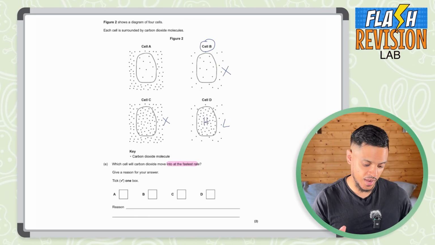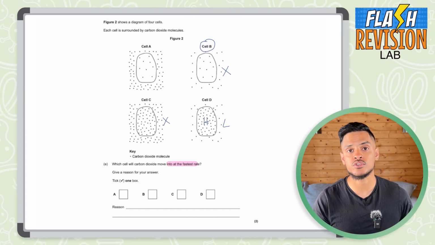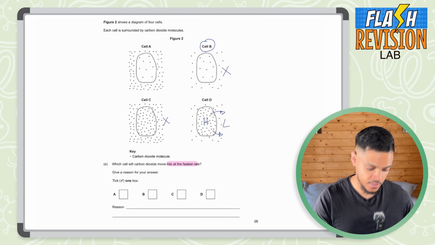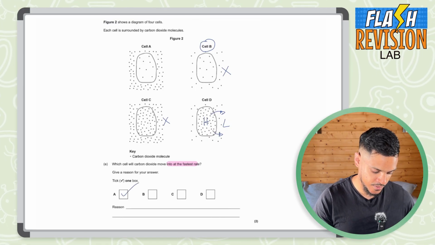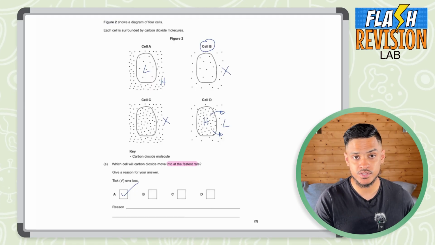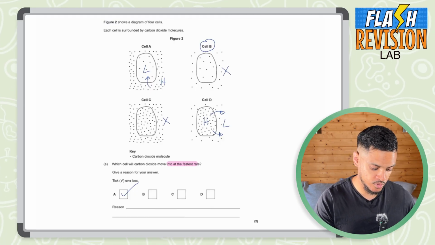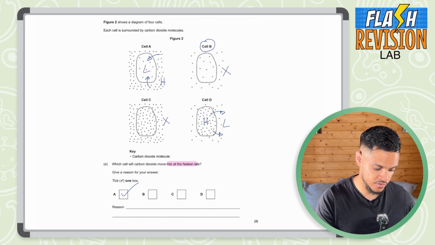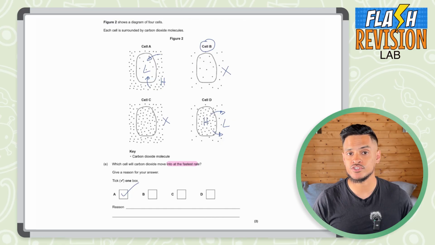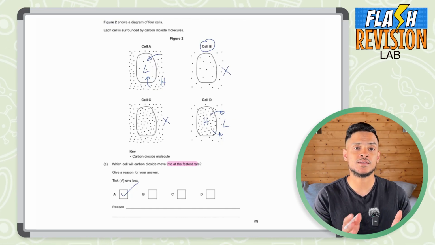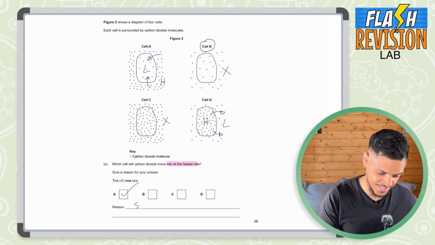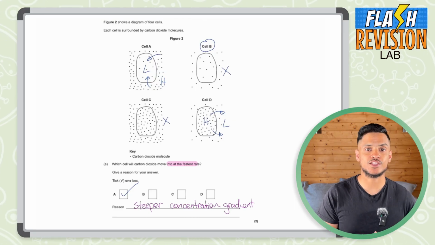For D, you have a high concentration in the inside and you have a low concentration on the outside. So what's going to happen is diffusion is actually going to go out of the cell here. So the answer here must be A, because there's a low concentration inside and a high concentration outside. So the particles are going to move inwards from the high to low concentration. And then your reason for this, for your second mark, you can either say it has a steeper concentration gradient, or you can say it has a bigger difference in concentration between the high and the low area. So I'm just going to write steeper concentration gradient. And that's how you get 2 marks.